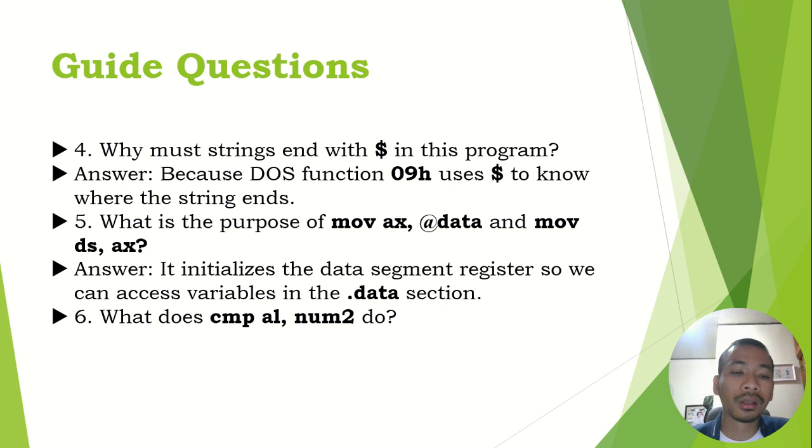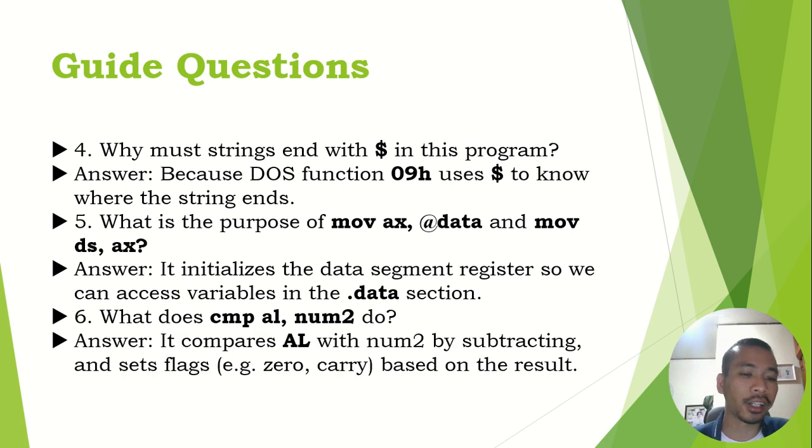Number 6, what does CMP AL, num2 do? Okay, the answer is it compares AL with num2 by subtracting and sets flags, for example the zero flag, carry flag, and so on, based on the result.